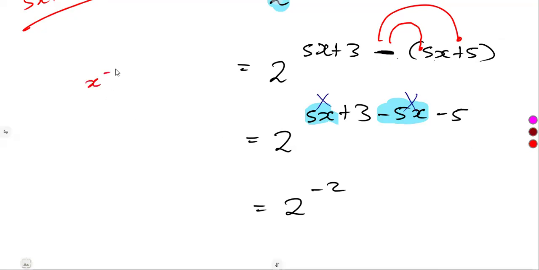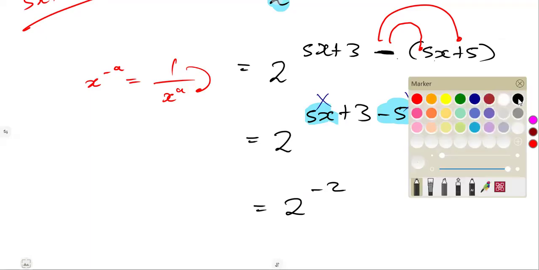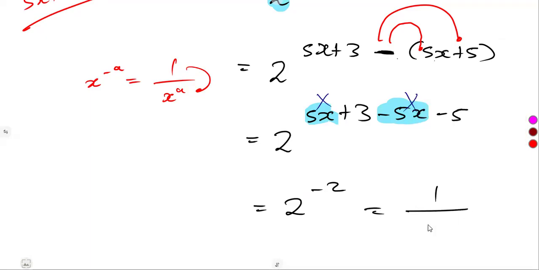Remember, from our laws of exponents, x to the exponent of negative a is the same as 1 over x to the exponent of a. 1 over, to get rid of a negative exponent. So that's 1 over 2 to the exponent of 2. We just get rid of the negative. Meaning to say this is 1 over 2 to the exponent of 2, which is 1 over 4, because 2 times 2 gives us a 4.